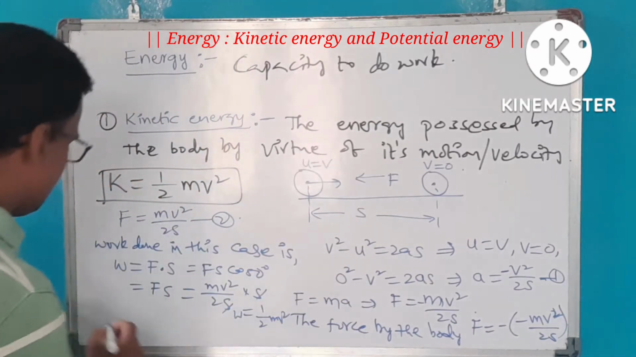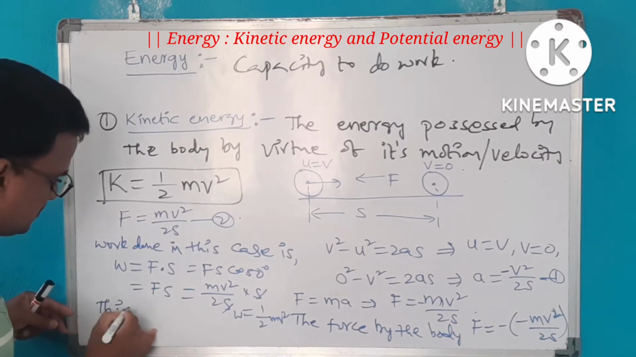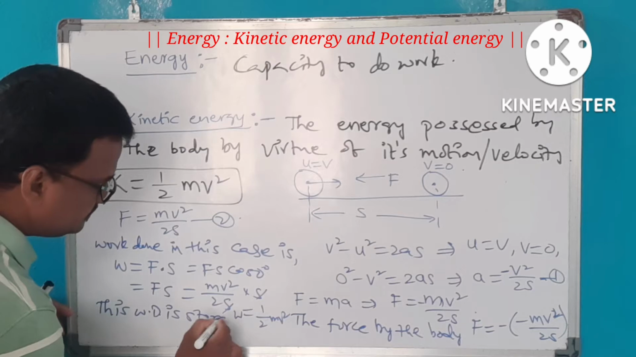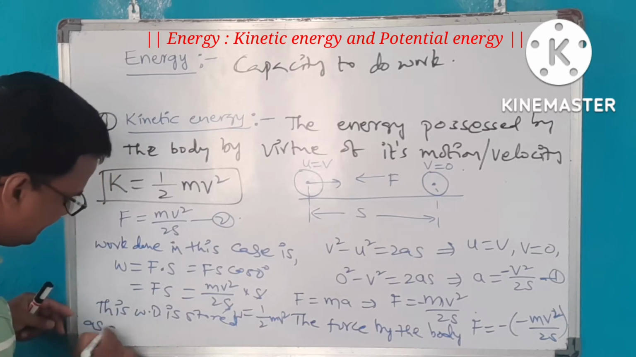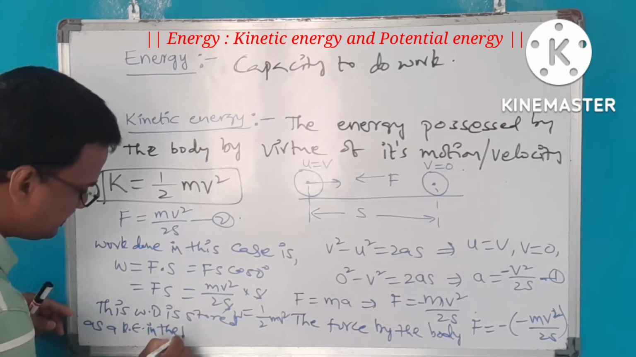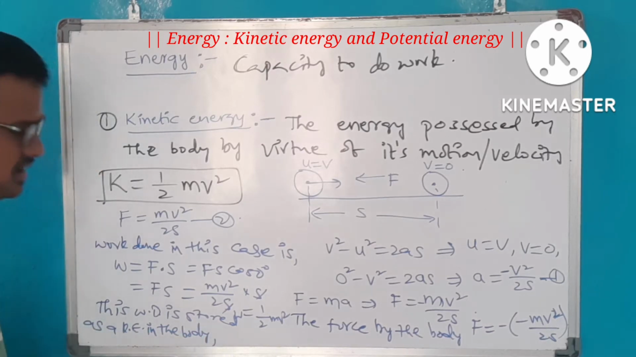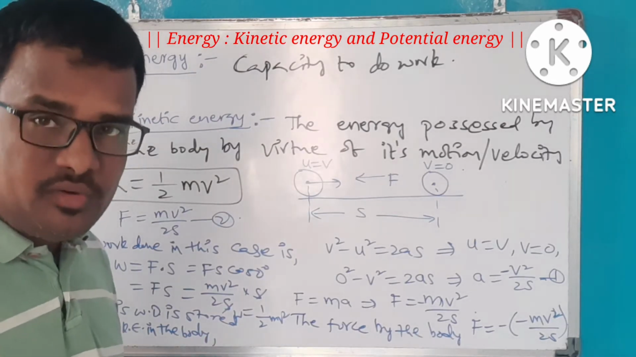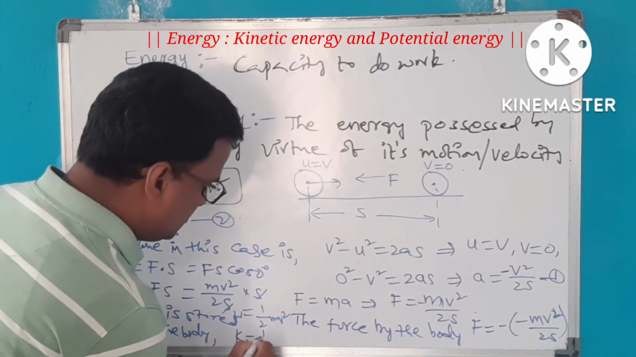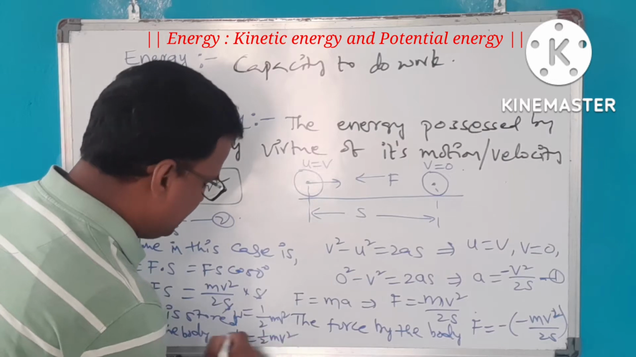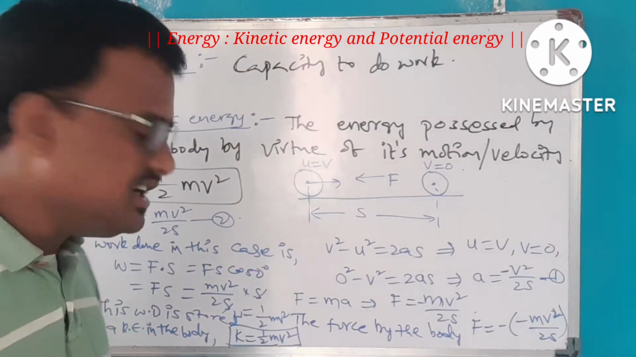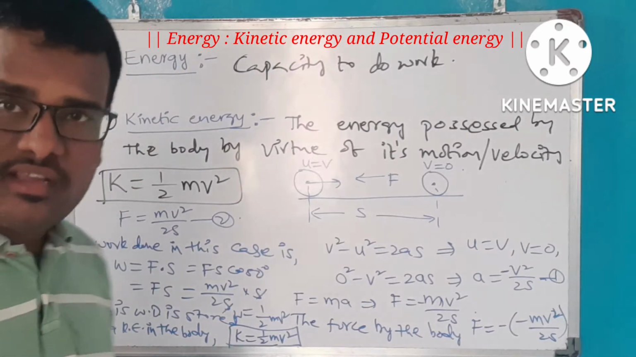So this work done is stored as kinetic energy in the body. That's why in place of W we can write K, kinetic energy. So K equal to half mv square. This is the kinetic energy equation. So this is about kinetic energy.